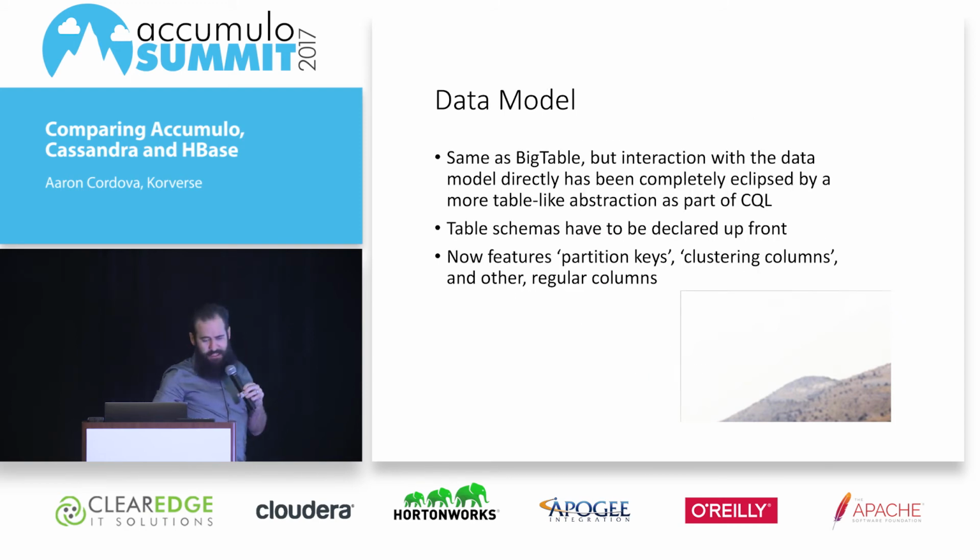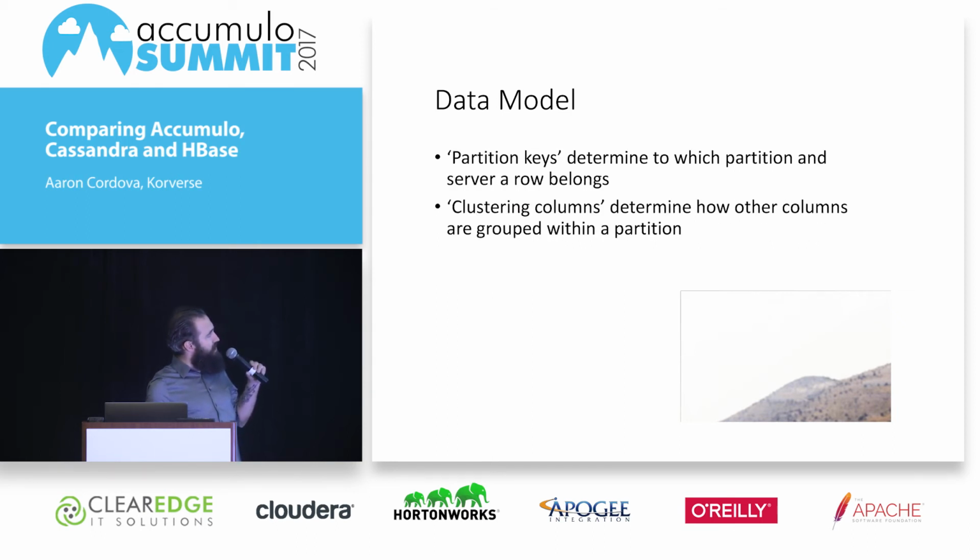The other big difference is they've completely covered up the original data model and API with this CQL abstraction. You build tables like a relational database, and you use CQL to query it. But you can still uncover roughly how it's using the data model if you read carefully. You have these things called partition keys, which decide which server a row belongs on, and they can be one or more columns from your table. Then clustering columns determine how the rest of the data is grouped within the partition.